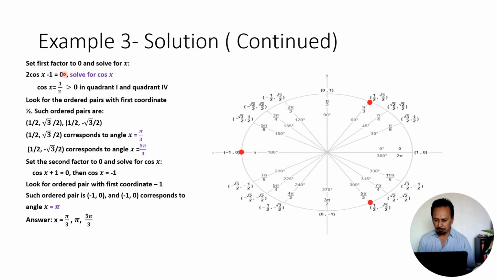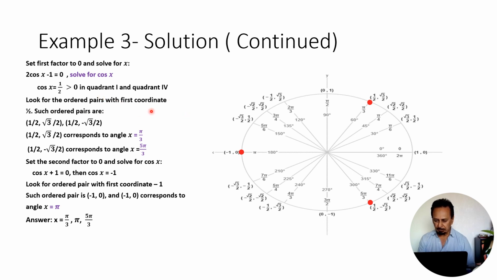So set the first factor to 0 and solve for x. So we have 2 cosine x minus 1 equal to 0. Solve for cosine x: move the minus 1 to the right and divide by 2. So we have cosine x equal to 1/2, which is greater than 0. It's in quadrant 1 and quadrant 4.